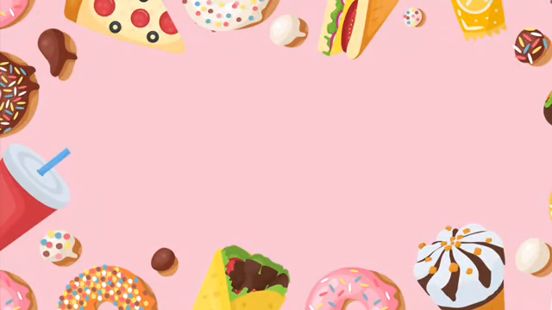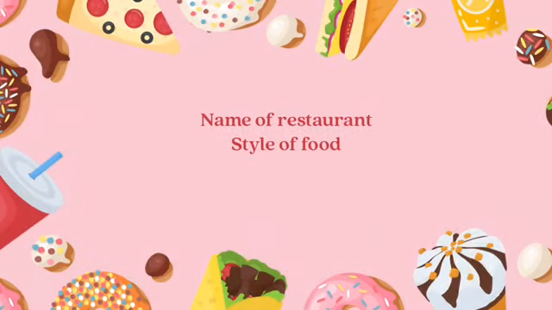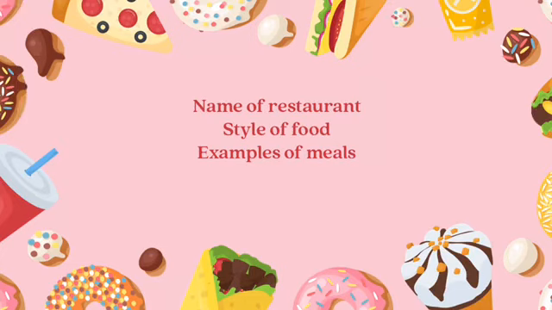Now let's think, what else should we have in our commercial? Well, first of all, you're going to need the name of your restaurant, of course. Then you're going to want to mention the style of food you're serving at your restaurant. That way people know what to expect when they go in. A good way to also draw them in is by giving examples of the meals. Tell them some of the dishes that you offer and tell them some of the cool names you came up with.